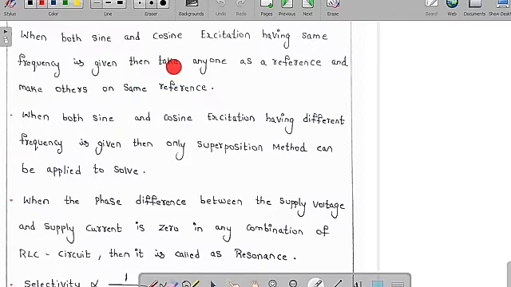Or another way is to convert all the cos into sine, with each and everything in terms of the same frequency with sine. Then you can solve this question and get the numerical value of the response. So in both methods you are going to get the same result.